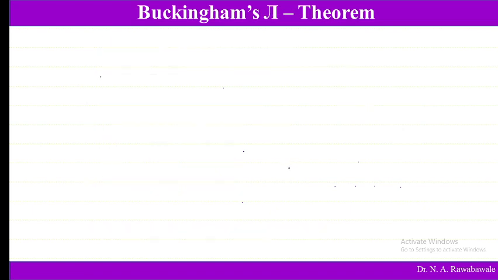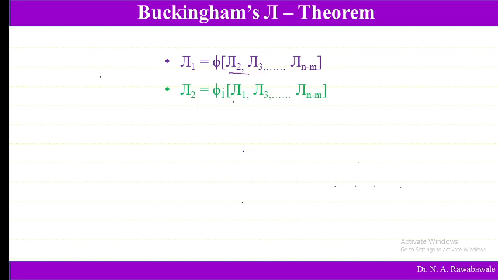So now we can write this as: the pi 1 term is a function of all other pi terms. So pi 2 term can be written as a function of pi 1, pi 3 and up to pi n minus 1 term. So now what we can say here is that the repeating variable has to be selected, chosen.